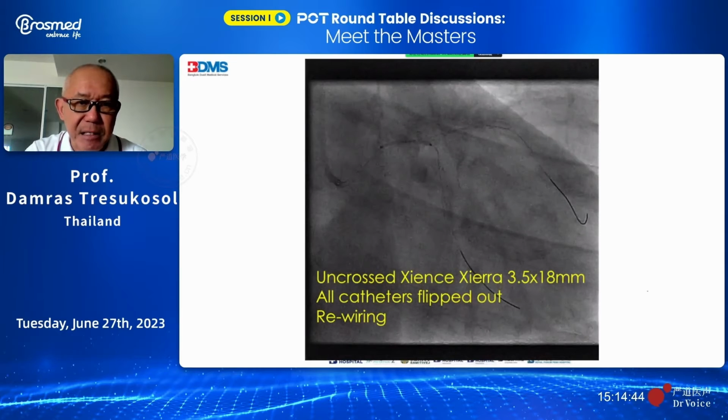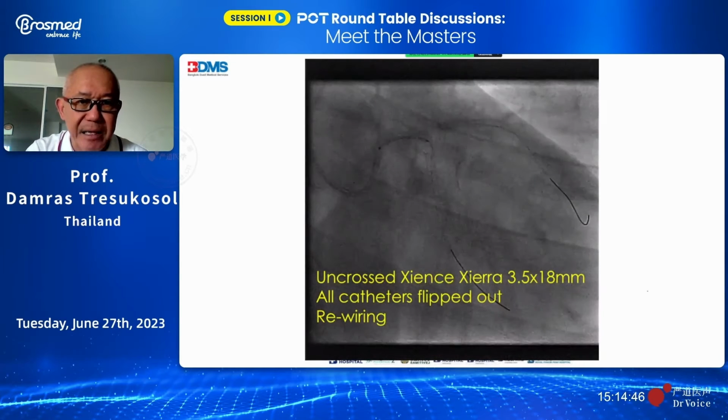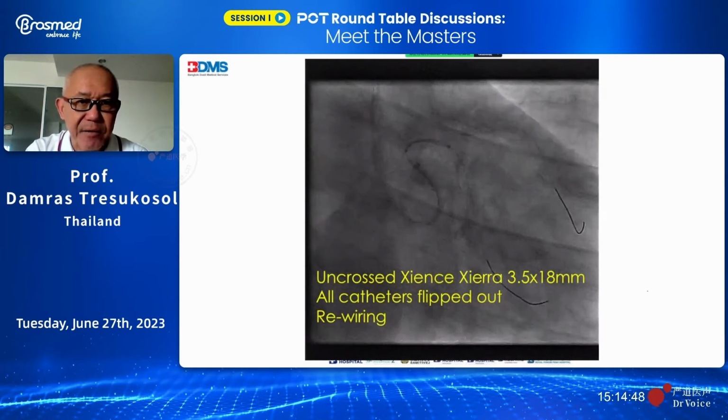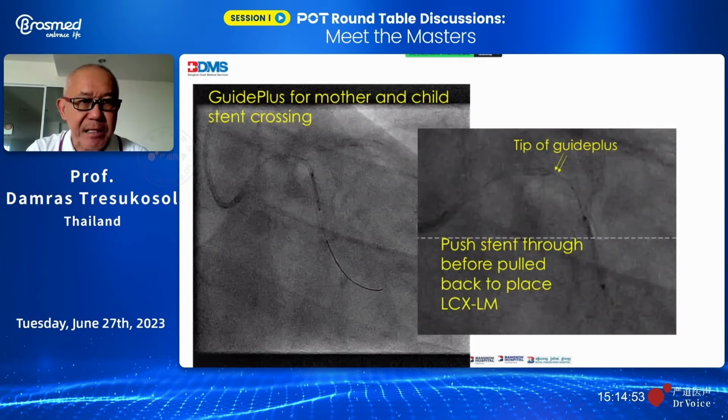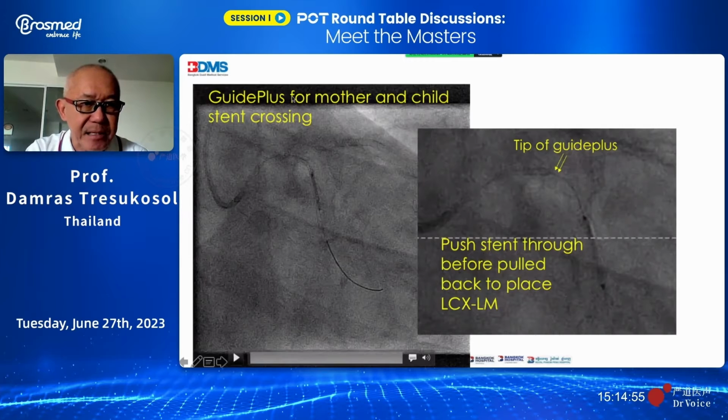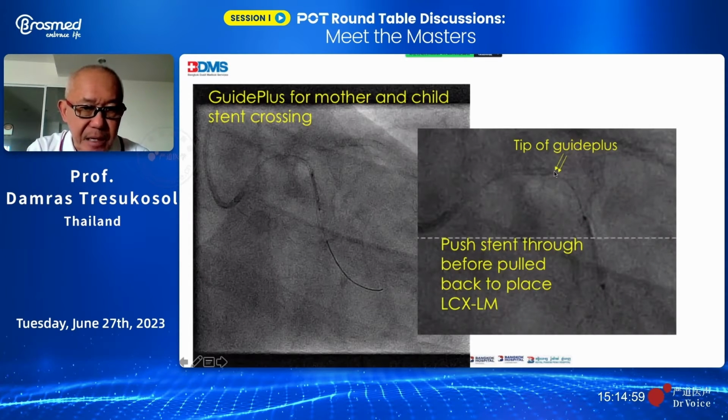And it cannot turn over the ankle. It is more than a 90-degree angle. And everything was flipped out, then I have to restart. So when I restart, I put in the guide plus for mother and child stent crossing. In this fixed image, you can see that this is the tip of the guide plus.